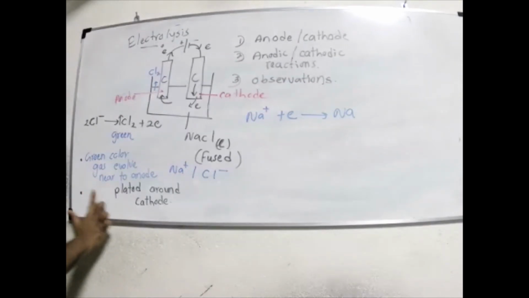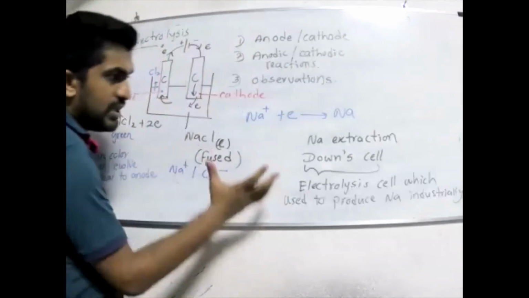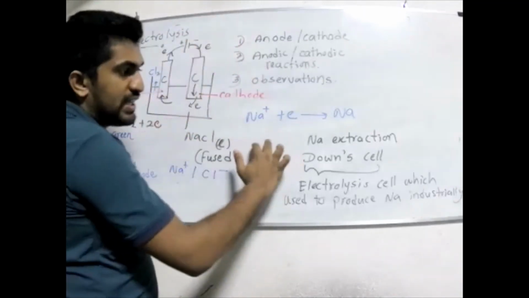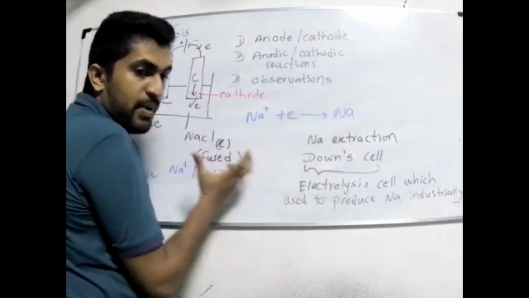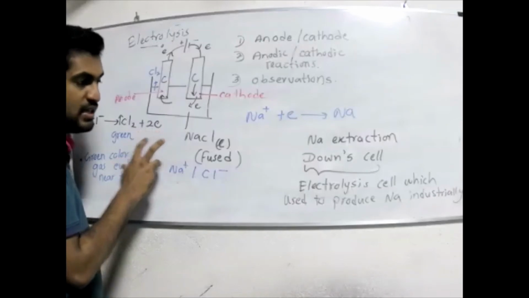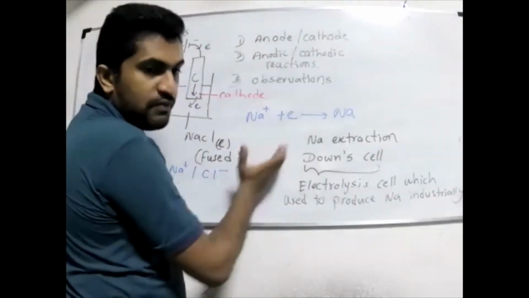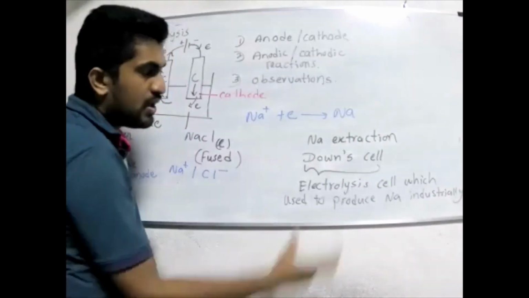Okay, this concept we used to extract sodium industrially. The industrial apparatus of producing sodium by using this electrolysis method we called as what? Down cell. Industrial apparatus we called as down cell.